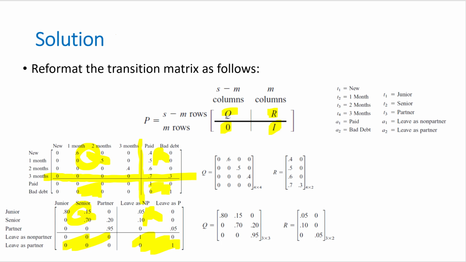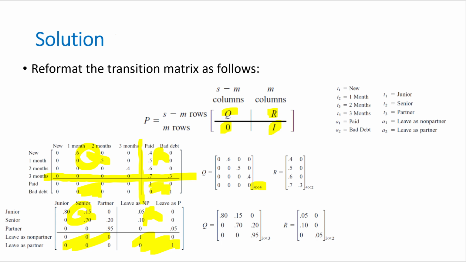Alright. We call transient states Ti, and we call absorbing states Aj. For example, T2 in the second example is being a senior employee, which is a transient state. Or A2 is leave as partner, which is one of the absorbing states. Alright. So Q will be a 4x4 matrix, which is S minus M. S was 6, total number of states. M was 2 absorbing states. 6 minus 2, 4. So it's a 4x4 matrix.